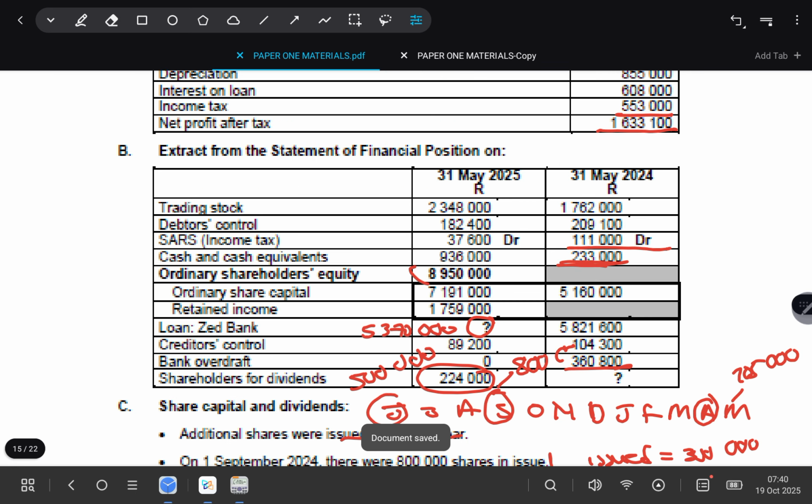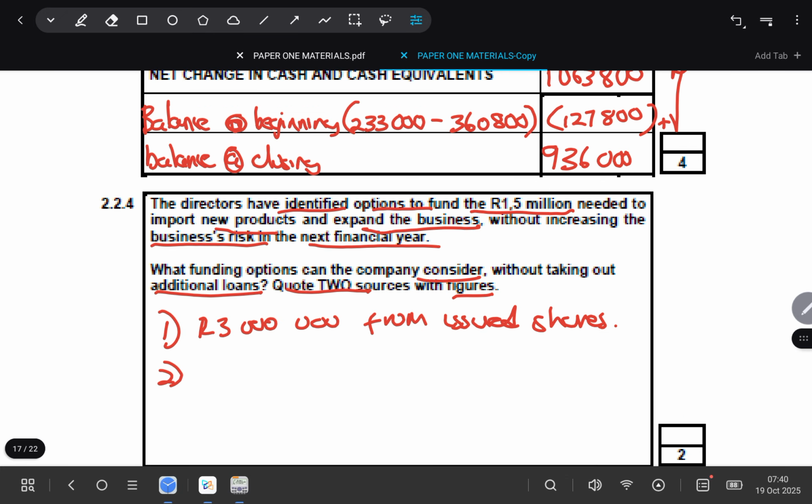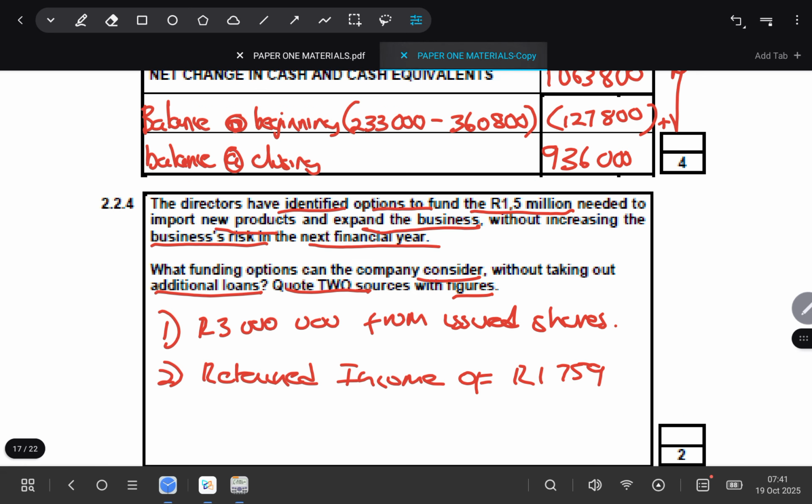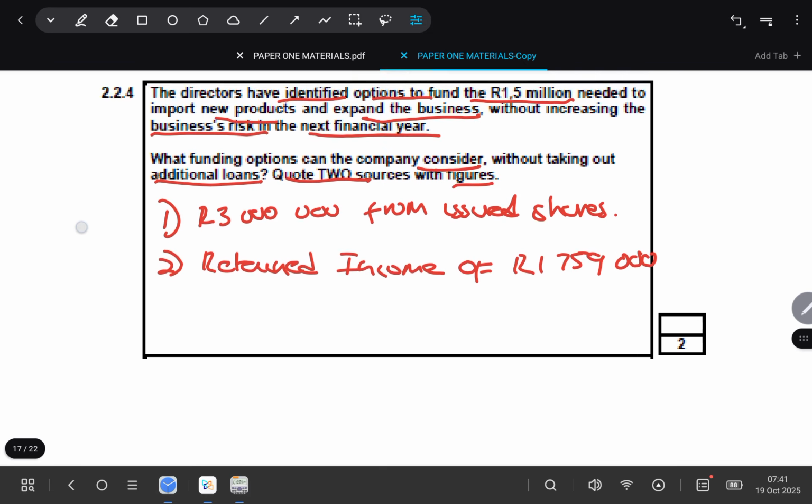So our retained income here is 1,759,000. So they can also use a portion of the retained income of 1,759,000. Okay, so you have already answered the examiner here.